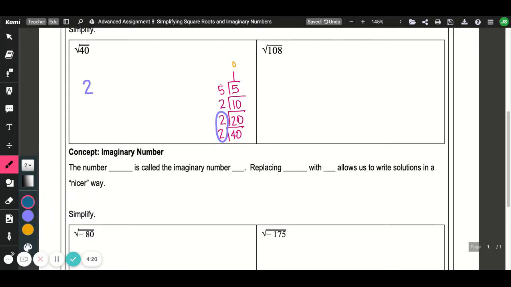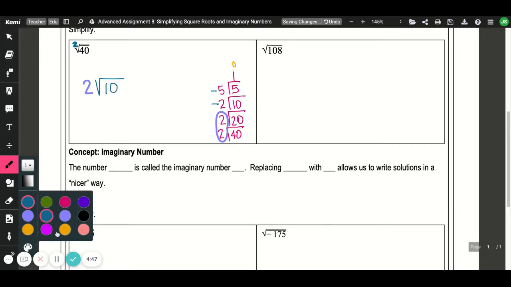The 5 does not have a pair. The 2 does not have a pair. So those numbers cannot come out. They are stuck inside the radical. I only have 1 of them, and I need 2 to get out of a radical. So if they can't come out of the radical, they are stuck inside. The 5 and the 2 have to stay inside, so we put them back in. And when we put them back in, we multiply them. 5 times 2 is 10. So let's try another one.